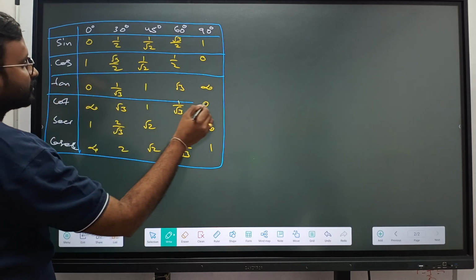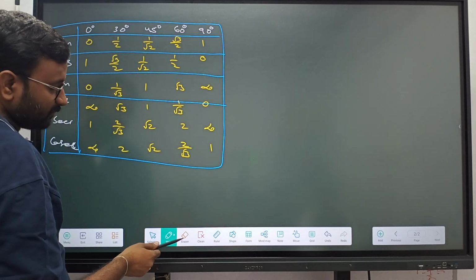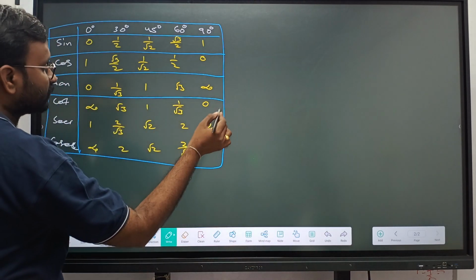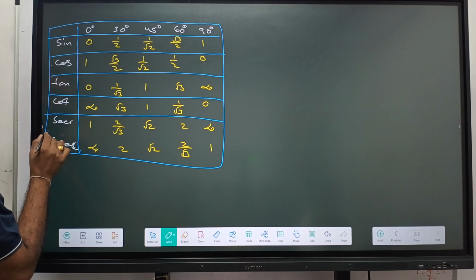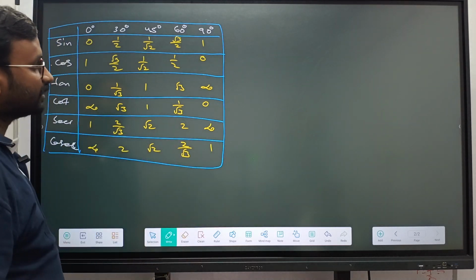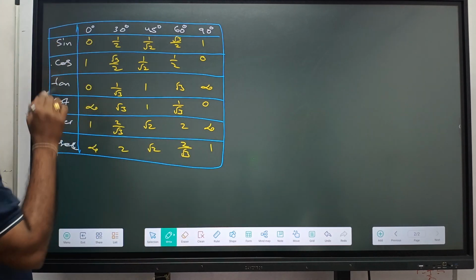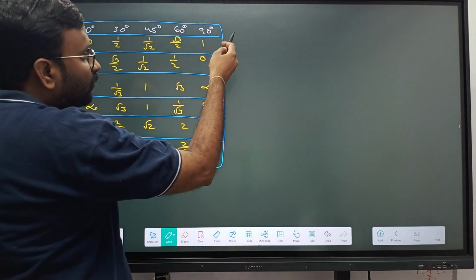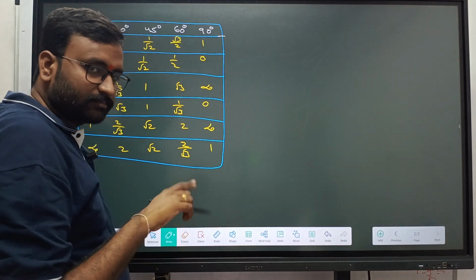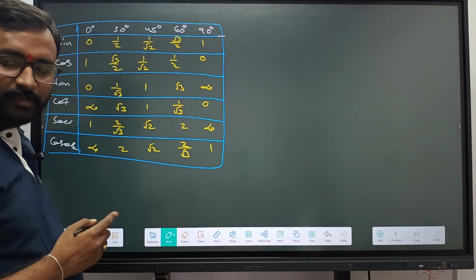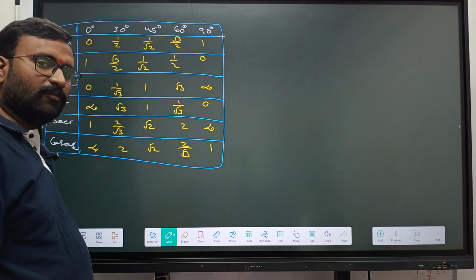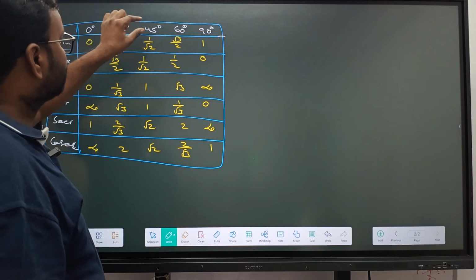How can you find sine 565? So that type of questions also we have here. How can we find it? I will explain very easily. So this you have already in your 10th class. After that, what angles you'll get: 120, then 135, then 150.